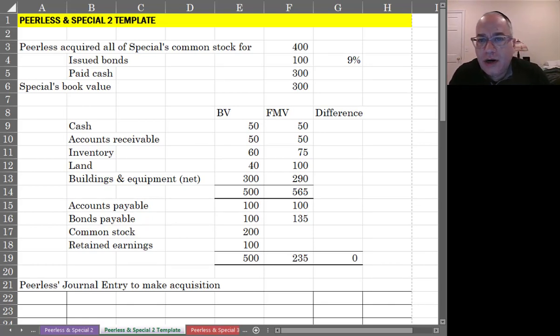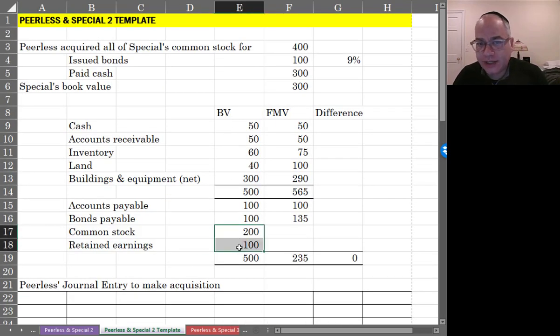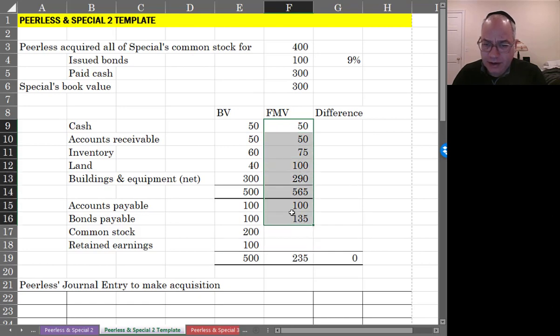And Peerless acquired all Special stock for $400,000, issued bonds to pay for it, $100,000 at a 9% rate, and paid cash of $300,000. Special's book value at the time was $300,000. Here you can see Special's balance sheet, and as you can see here, stockholders' equity of Special on their books is $300,000. And here are the fair market values of Special's liabilities and assets, and we can find the difference.